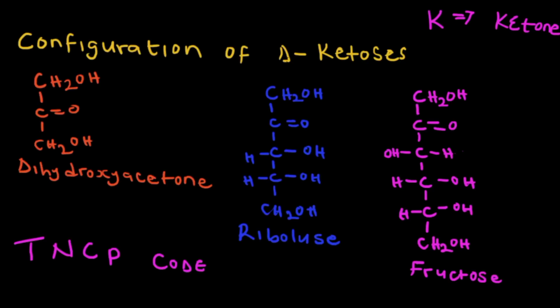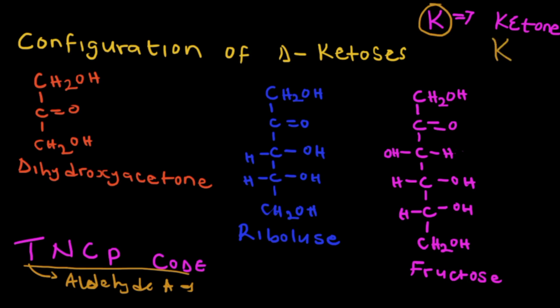So now for ketoses. For the configuration of ketoses, I use a similar code, the TNCP code. I use a similar TNCP code to also write for ketoses, but there is a distinction. Instead of A for aldehyde, for ketone I use K. So whenever I'm writing for ketone, I know the first letter is K.